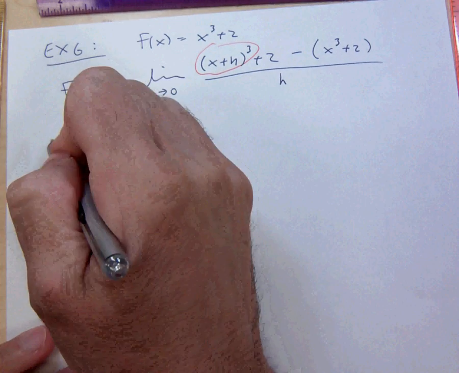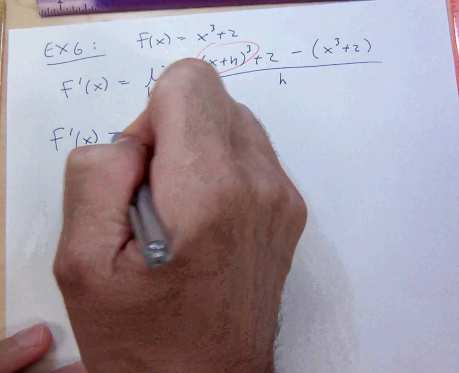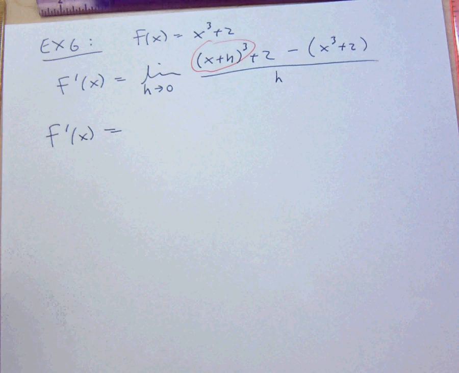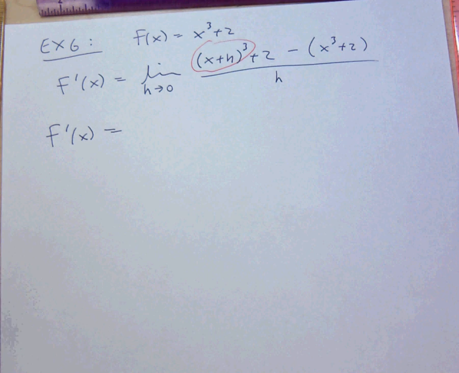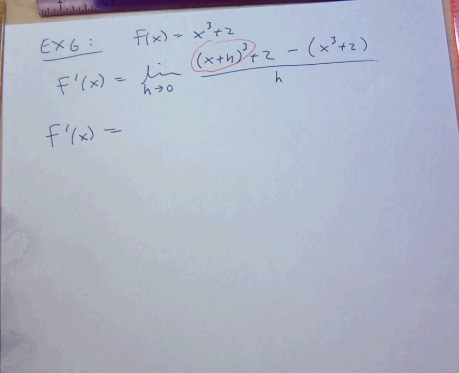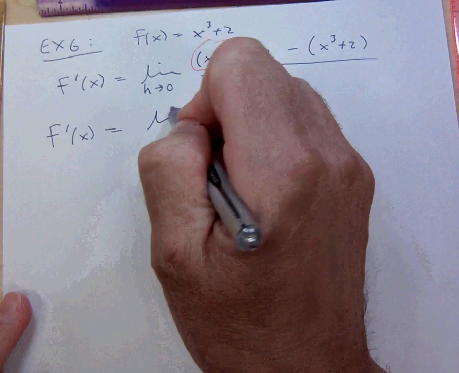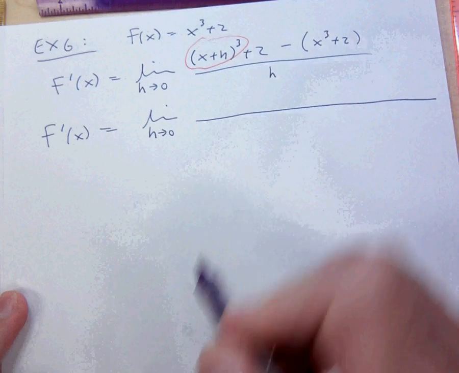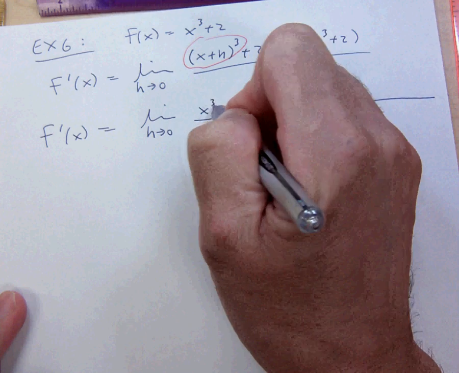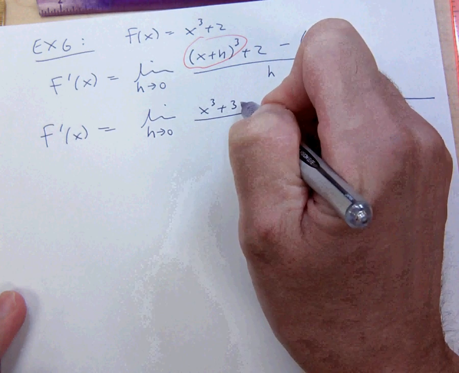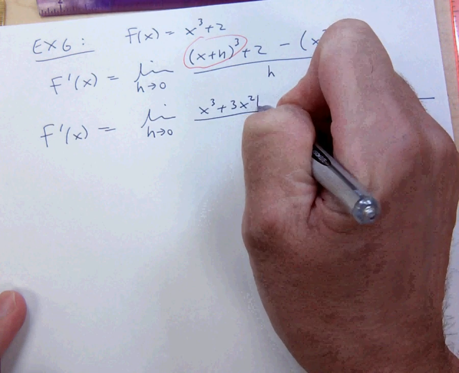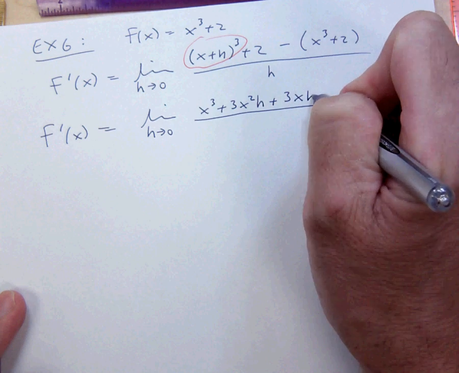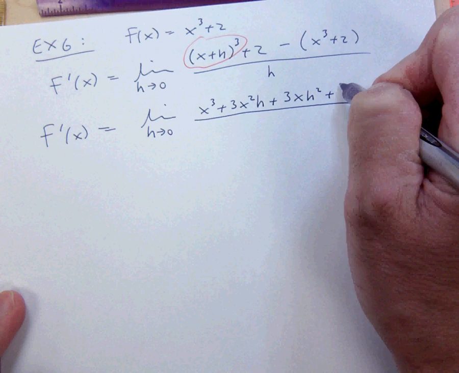Isn't that something I told you on the first day is going to come up every once in a while? And so you've got to know how to cube a binomial. There was a little formula. Anyone remember what it is? Who can help me cube x plus h? What do I get when I cube x plus h? Somebody help me. x cubed plus 3x squared h plus 3xh squared, and then plus h cubed.